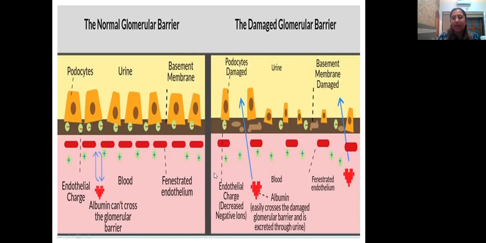But when there is damage to the glomerular basement membrane, this endothelial charge is also hampered, and there are decreased negative ions. So as there are decreased negative ions, the albumin will also easily cross through this damaged barrier. Fenestrated endothelium, effacement of podocytes, and the loss of the negative charge: these are the three main effects that completely damage the glomerular basement membrane, as a result of which protein or albumin is easily filtered and crosses the barrier.